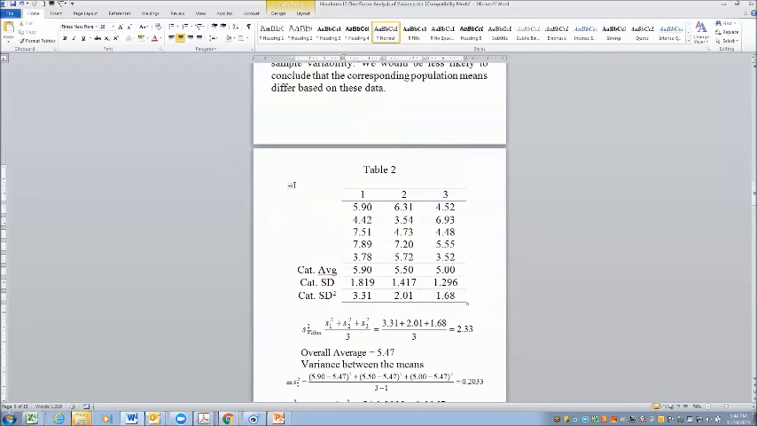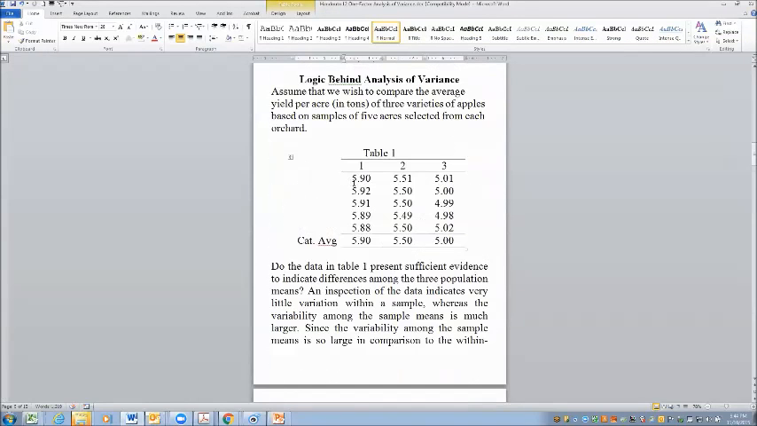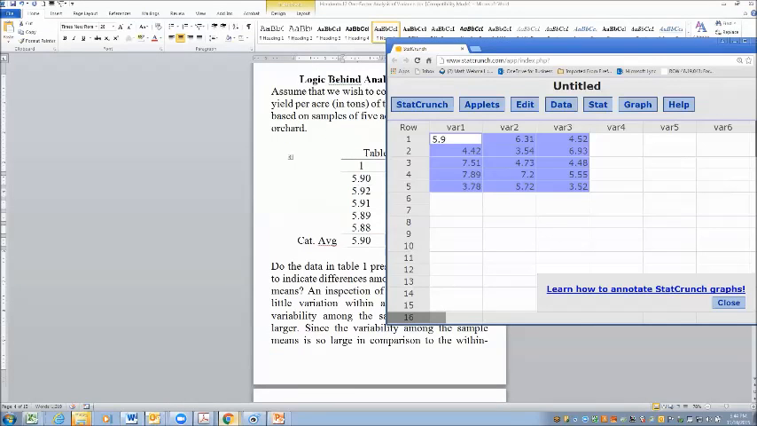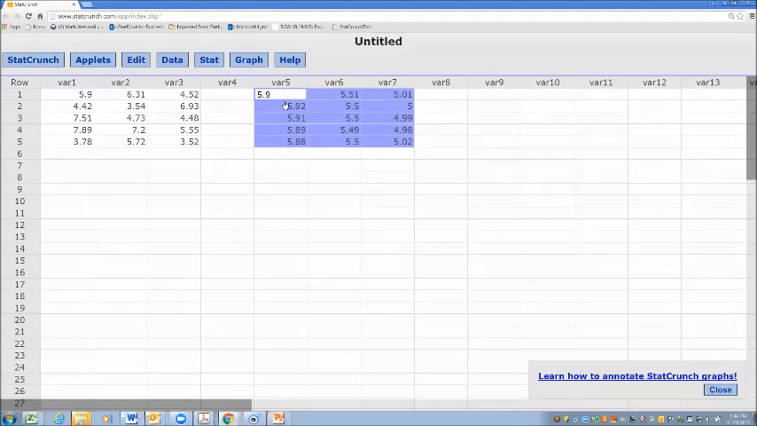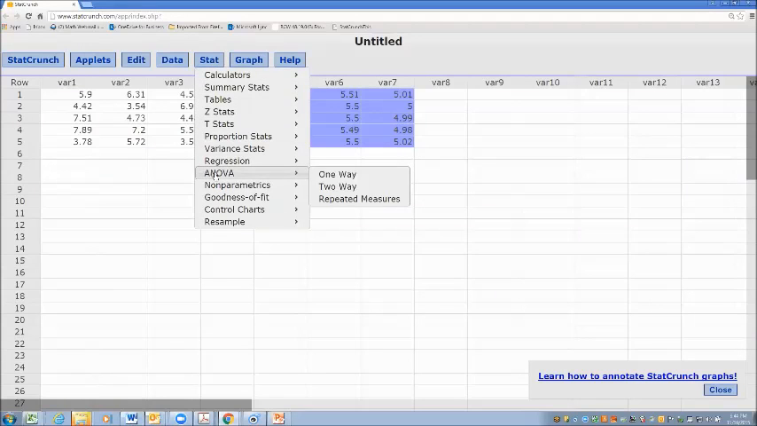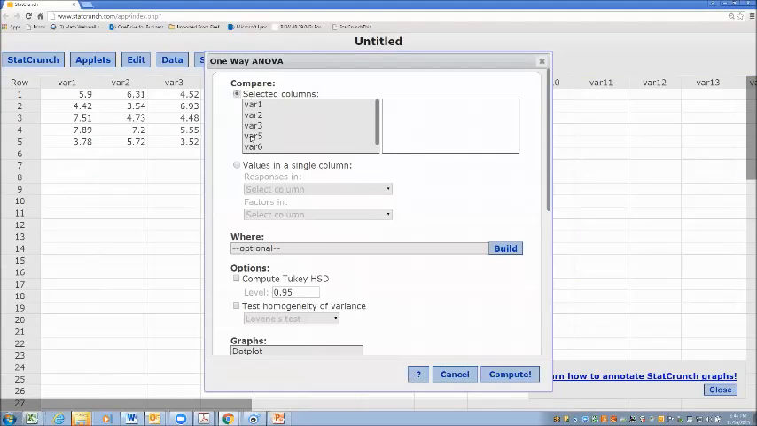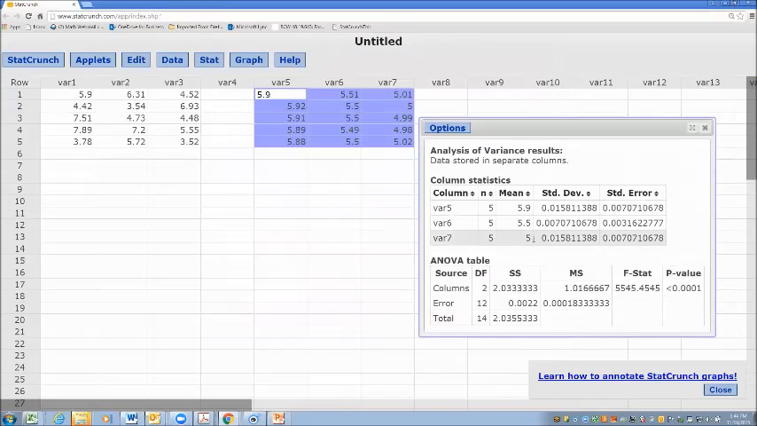So now let's go back to that set of data that we had originally and copy it over to StatCrunch. And do Stat, Analysis of Variance, One Way. And we're going to do 5, 6, and 7. To highlight more than one column, I had to hold down the Shift key and hit Compute. Again, I can see the same means and standard deviations as were calculated before.